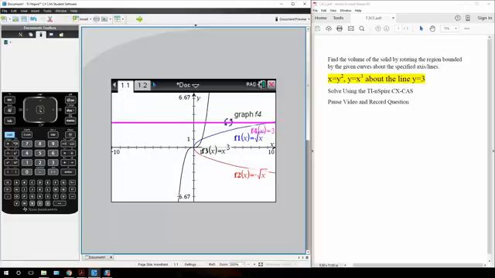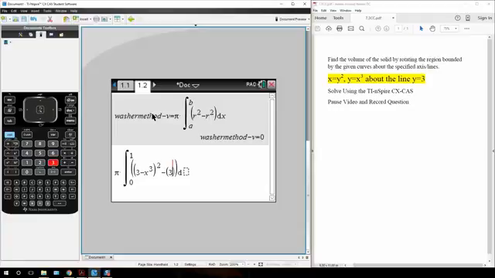So little r is going to go from here all the way to the blue line. And so that was the square root of x, blue. So it's going to be 3 minus the square root of x. And we're going to square it. And we want it in terms of dx. So like this. My apologies about this. This is going to be a big R.